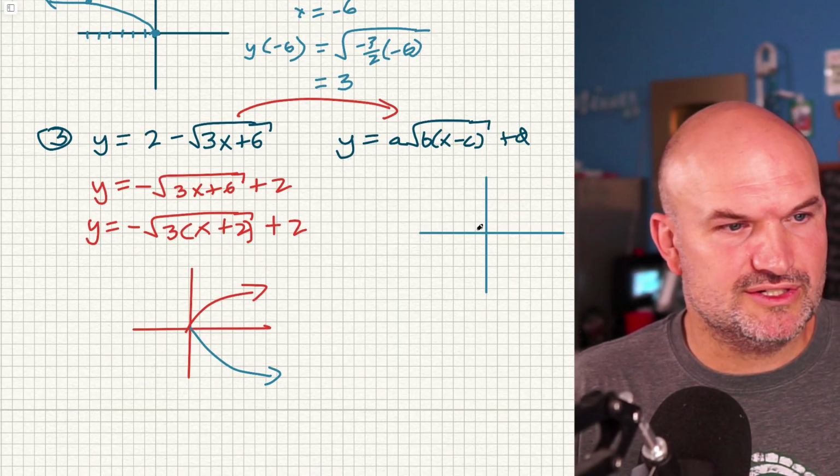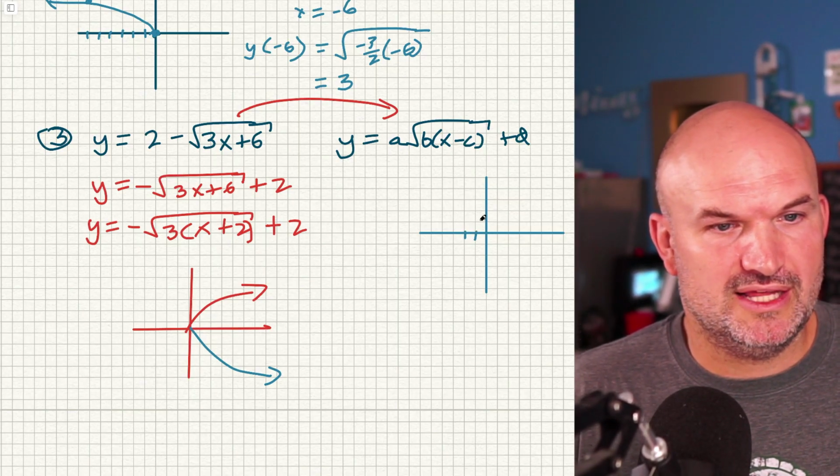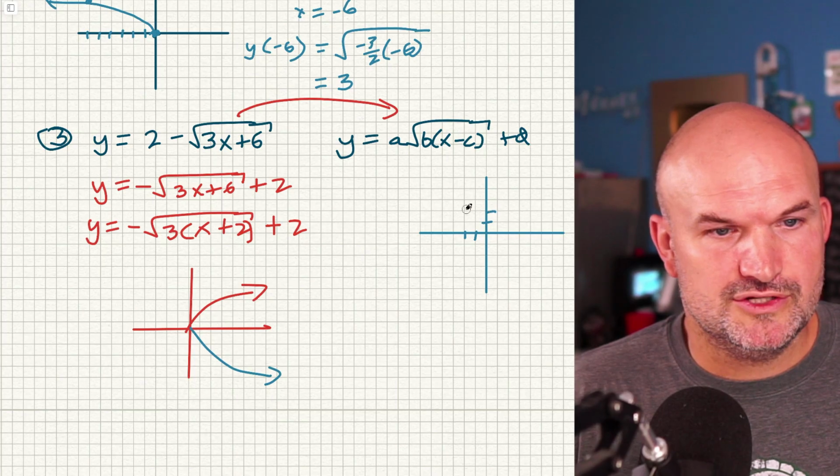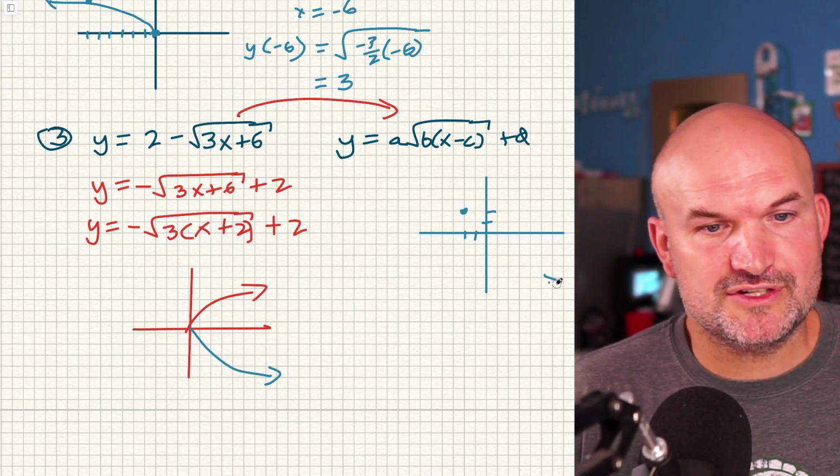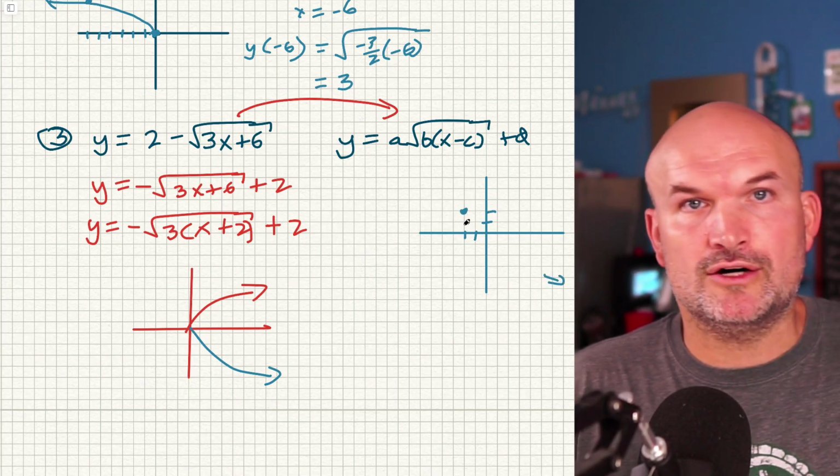So let's go. It's going to be negative 2 to the left and then up 2. So we have this point, and then I know the graph is going to go down here, right? So I know that's our general orientation.